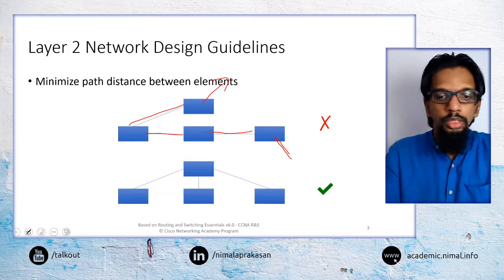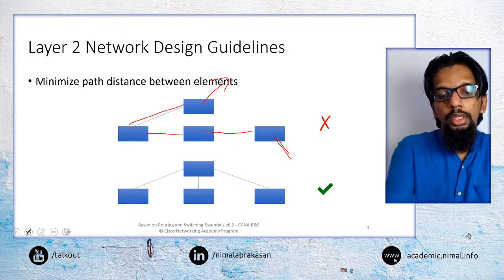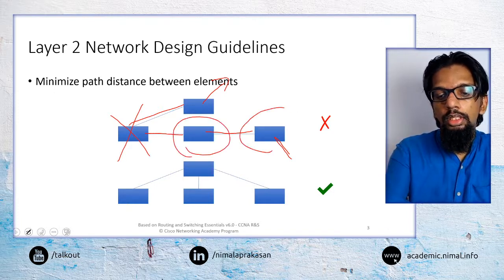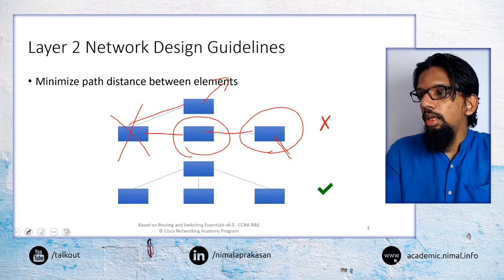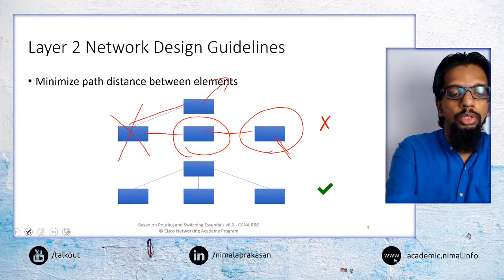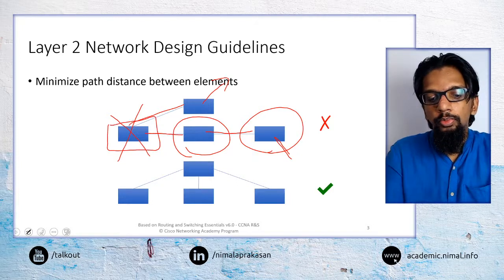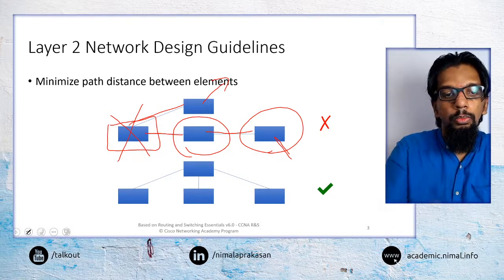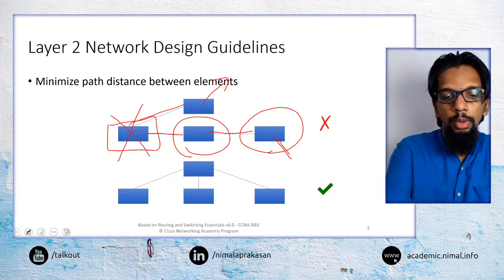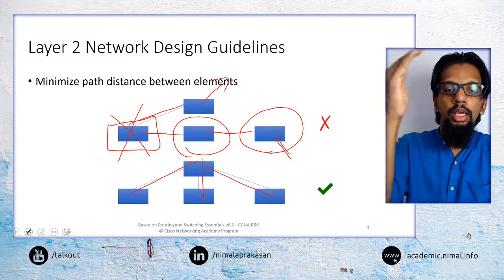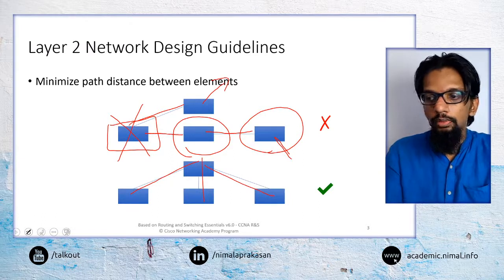What this would mean is, if for some reason this switch fails, now both this and this switch are also going to fail, because their connectivity was through this single switch. So ideally we would want to build that in a hierarchical manner, so that all of them are connected to a higher level switch at the next level.